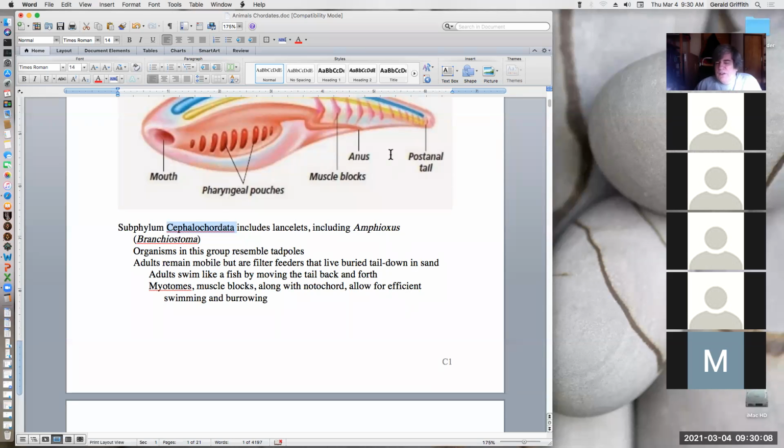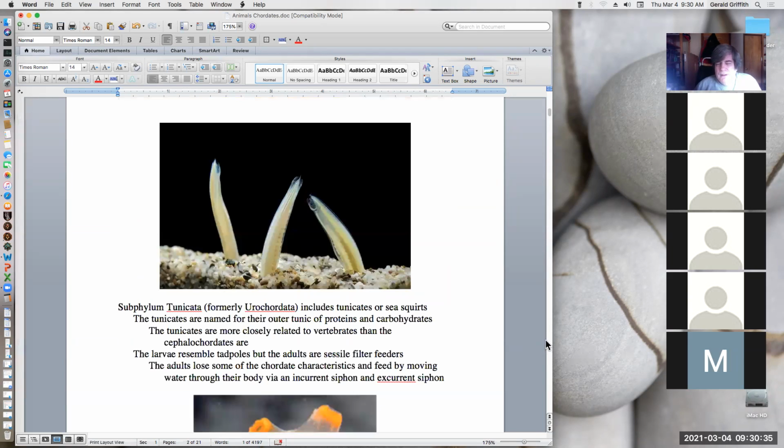And what they do is they use their muscular tail and they burrow down into the sand in the water. And then they stick their mouth out, and their mouth is surrounded by tentacles. And they wave these tentacles. They don't catch food in their tentacles, but they wave these tentacles and they create a current that flows through their body. And then they trap food particles in these pharyngeal pouches.